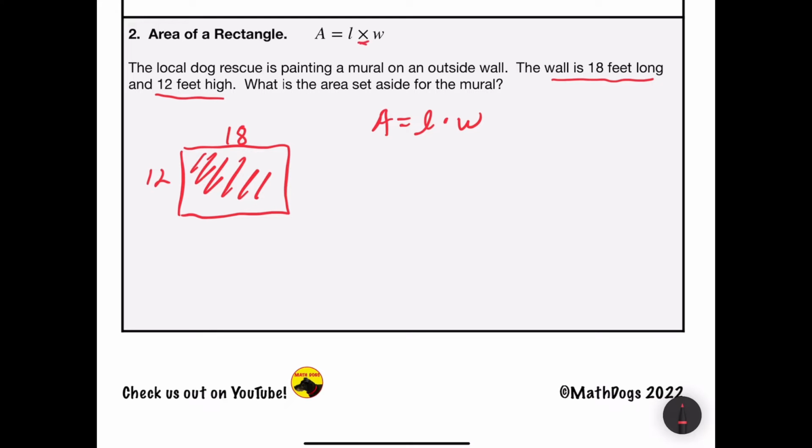There is an x in the problem. You could also use a dot to indicate multiplication. I'm looking for the area according to the problem. I'm going to fill in 18 for the length times 12 for the width. And then I simply just have to multiply. 18 times 12 is 216, and so I know the area set aside for the mural will be 216 square feet.